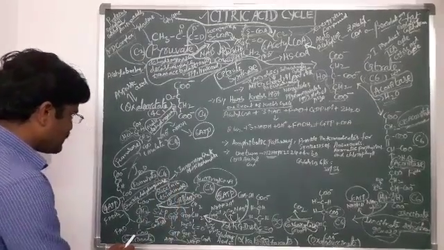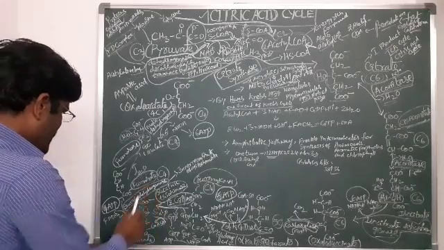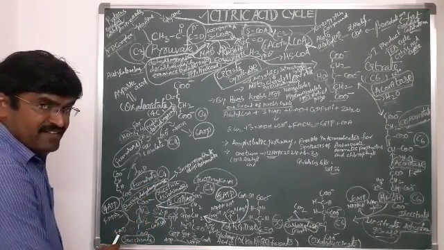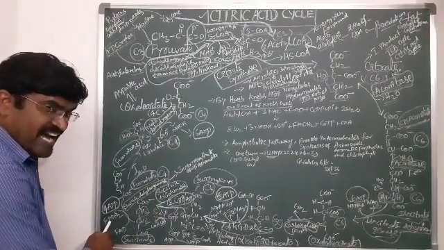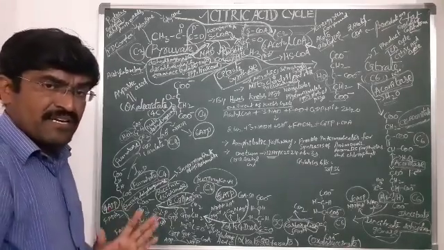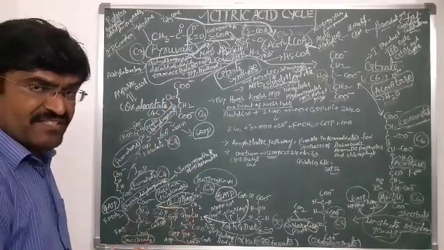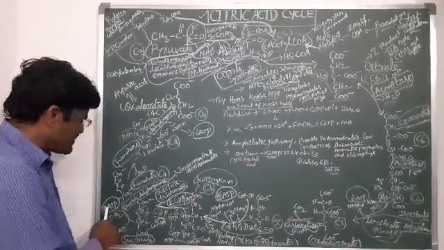Now succinate is converted into fumarate, and FAD involvement is there. Flavin adenine dinucleotide, FAD, is converted to FADH2, and we get 4 ATPs. For each FADH2 we get 2 ATPs, multiplied by 2 because of the 2 acetyl CoAs in the citric acid cycle. That's why 4 ATP.